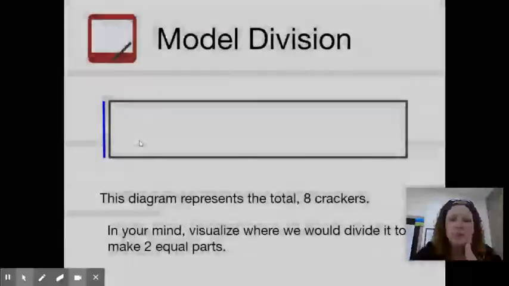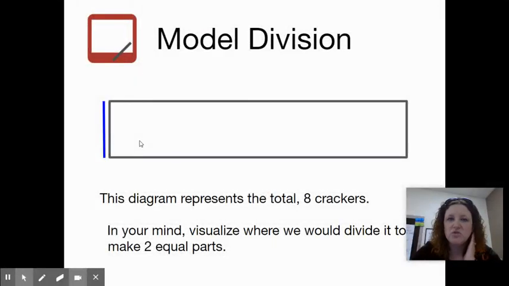I'm going to draw a tape diagram because that's what we've been using in class to study division and to model it. So here's my tape diagram, and that represents the total of 8 crackers. So now visualize, where would I need to divide that tape diagram to make 2 equal parts? Kind of maybe look at your screen and point to it.